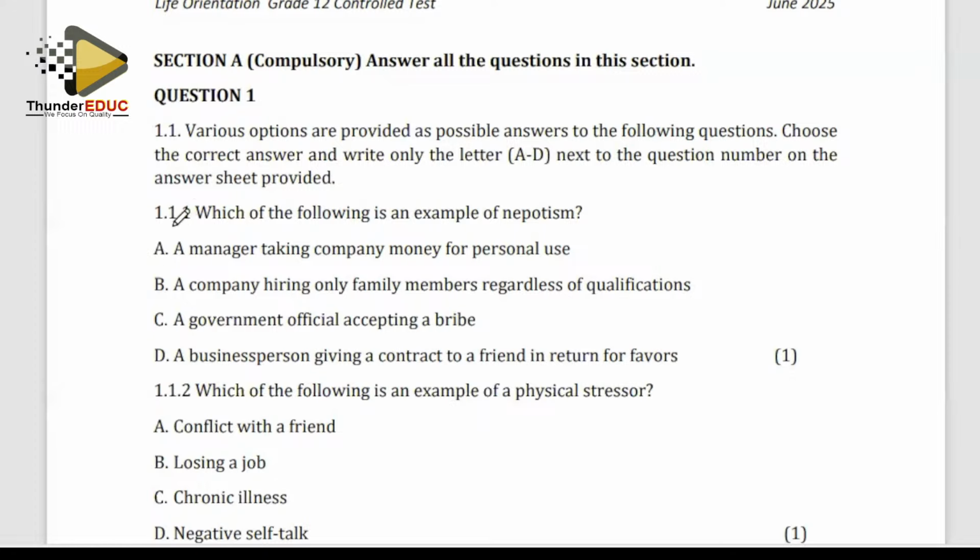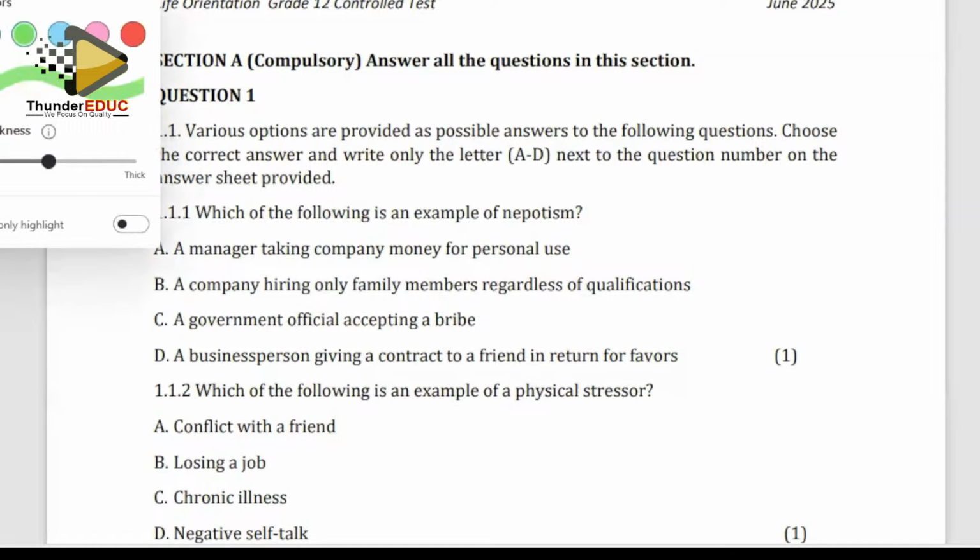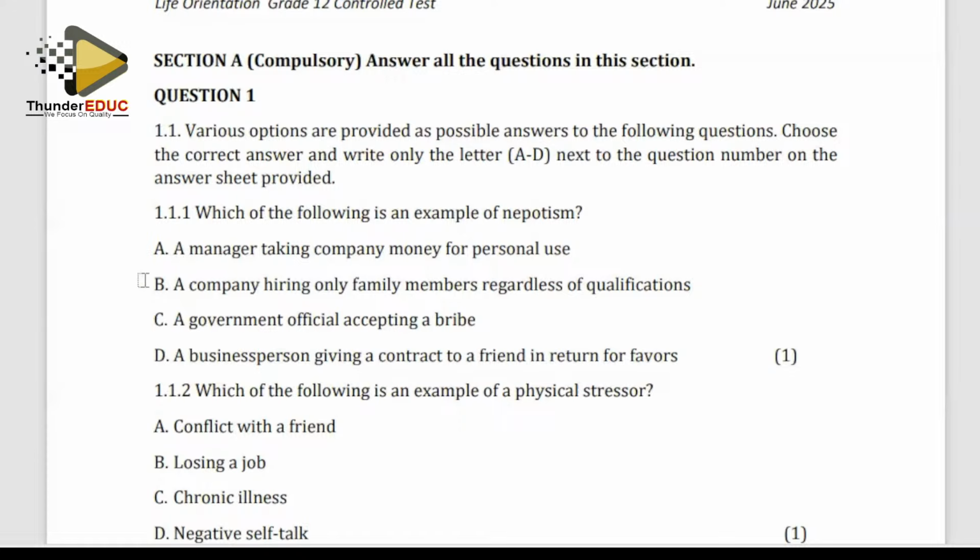So let's look at the options which have been given. A typical example of nepotism is when a company hires only family members regardless of their qualifications. We would have someone who is in authority hiring only their family members regardless of whether they are qualified to do that particular job or not. So the correct answer in this case will be the letter B, which I would highlight using the green color.